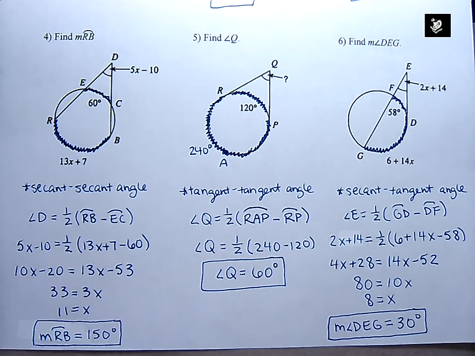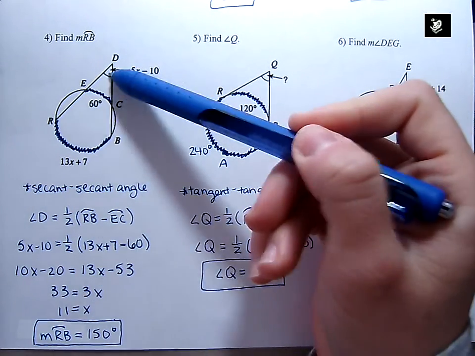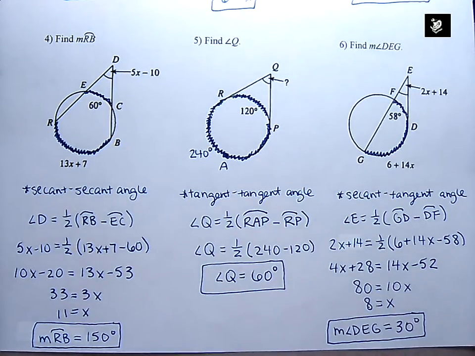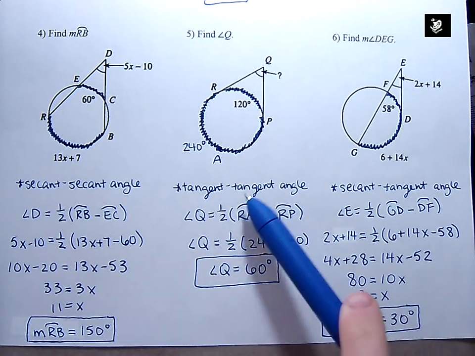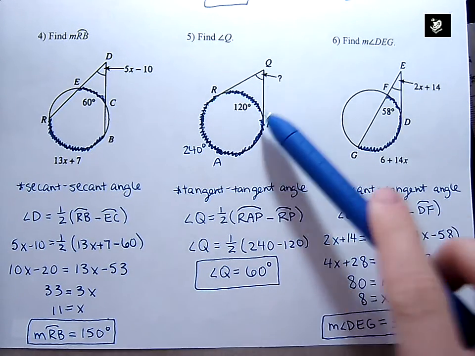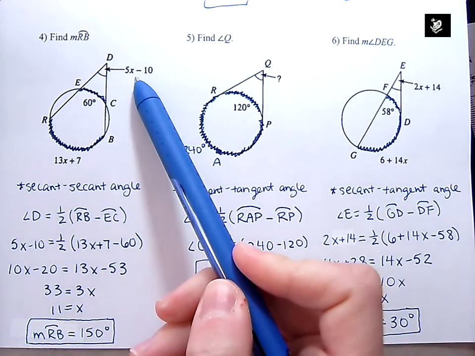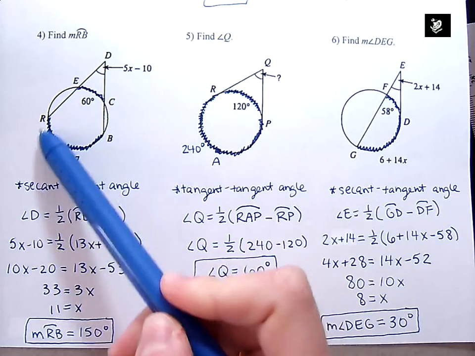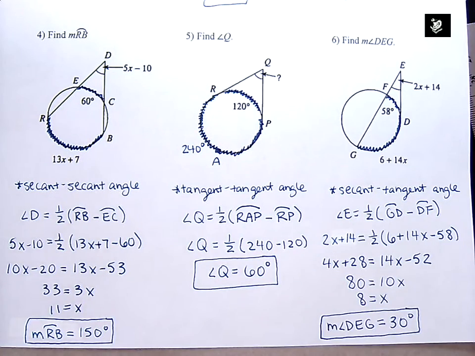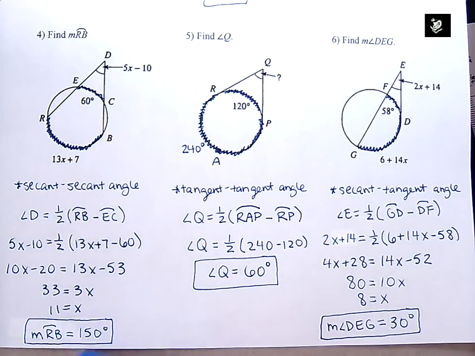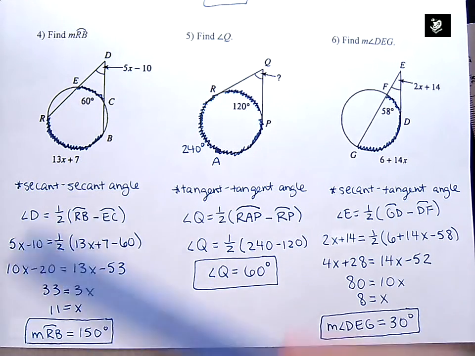So in number 4, we have two secants, and we've got this secant angle formed outside the circle. For secant angles and tangent angles, which we have in number 5, and secant tangent angles, which we have in number 6, remember it's 1/2 major minus minor. So here, 5x minus 10 equals 1/2 my major arc minus the 60 degrees, my minor arc. And that's how you end up getting that RB is 150 degrees. You should get x is 11 and plug it back in.